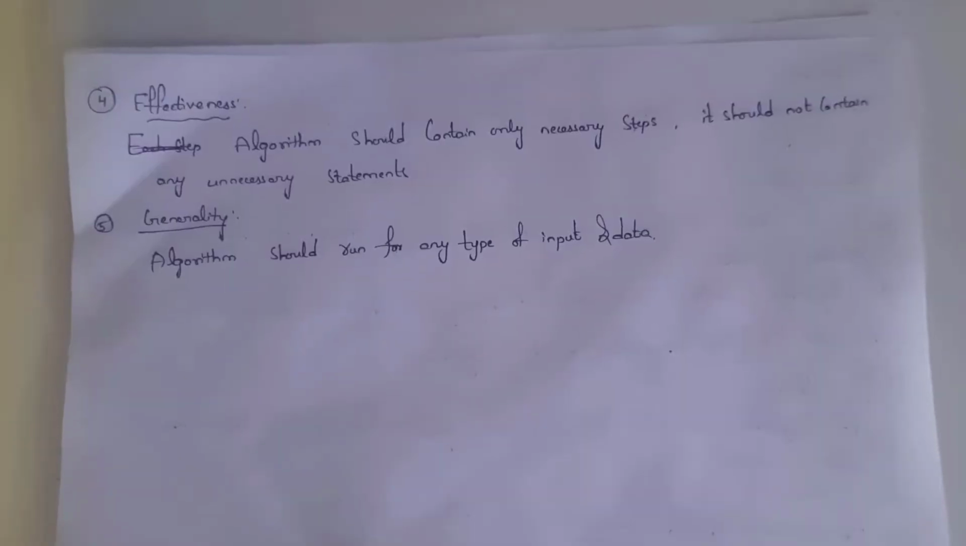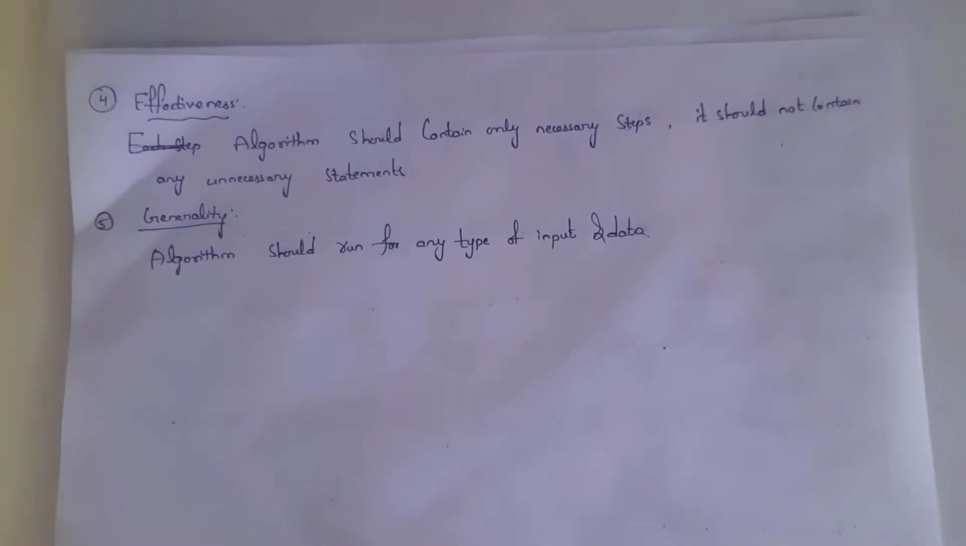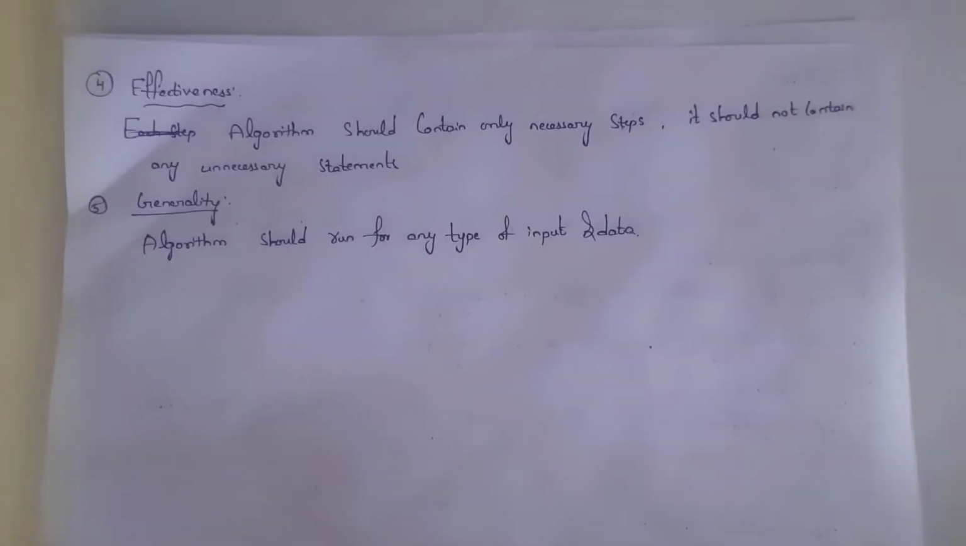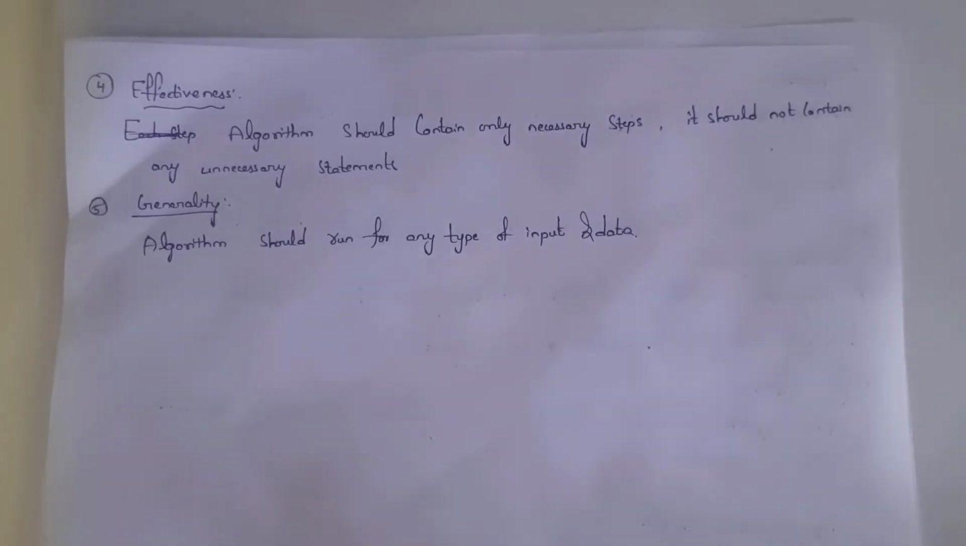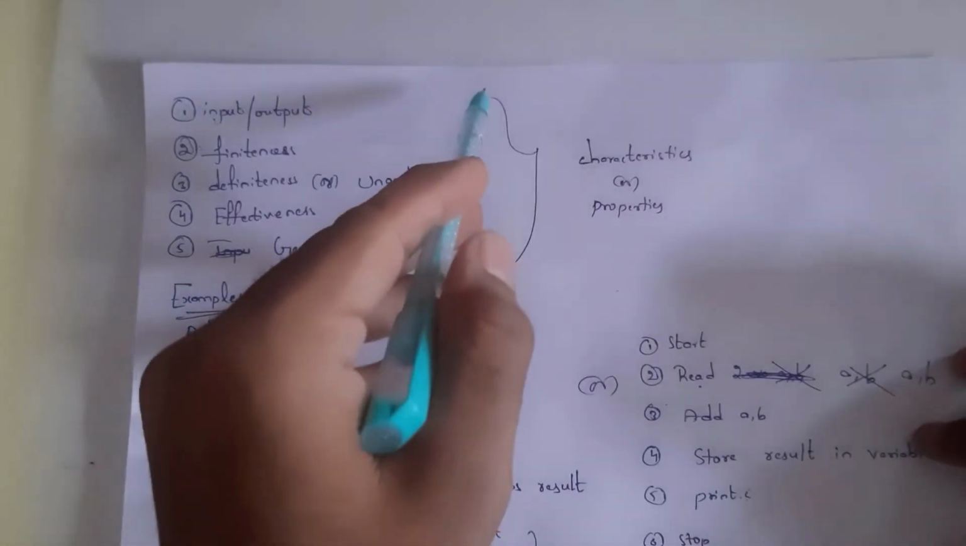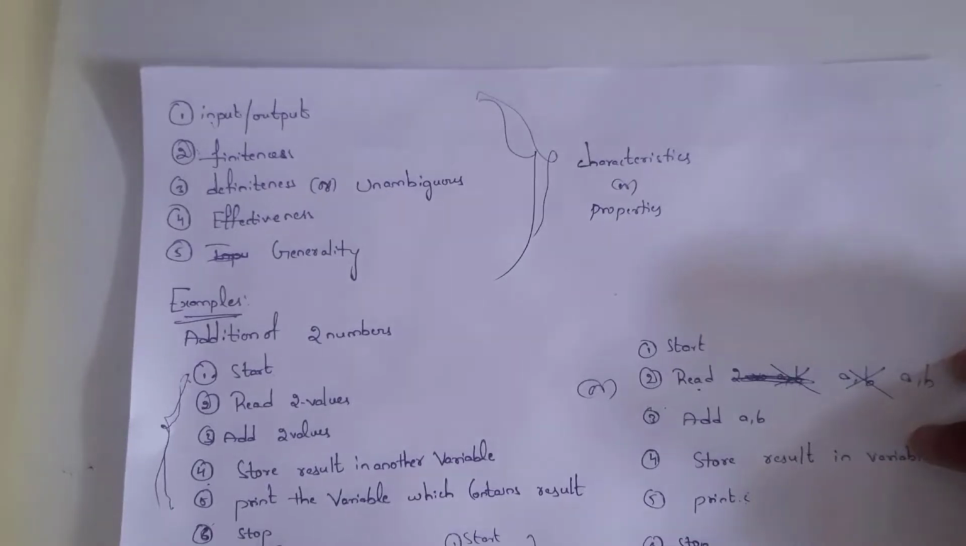Fourth, effectiveness. Effectiveness means an algorithm should contain only necessary steps. It should not contain any unnecessary steps. This is known as effectiveness. And at last, the fifth one is generality. Whatever input that we are giving to the algorithm, the algorithm should work with our input. This is known as generality. An algorithm should run for any type of input or data. These are the 5 properties or characteristics of an algorithm.